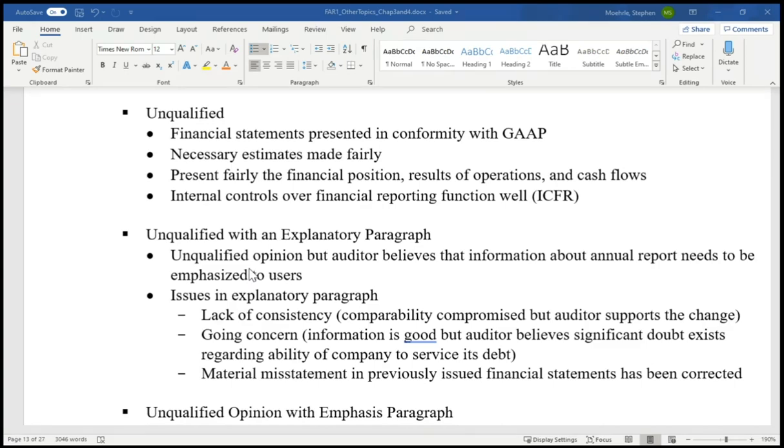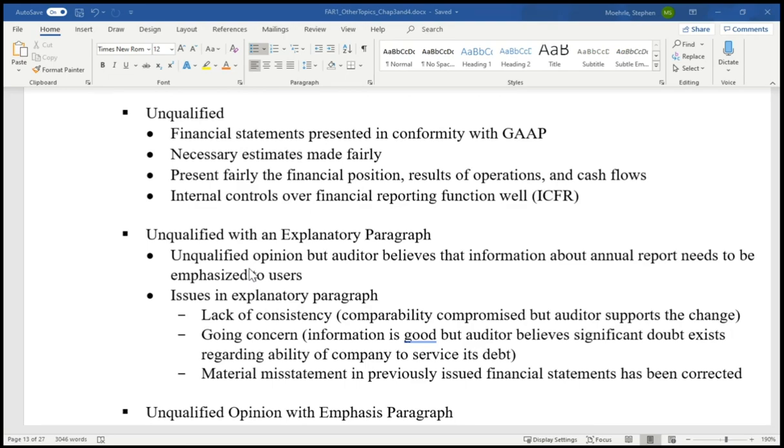Issues in explanatory paragraphs might include lack of consistency. Something is different about one year relative to the other. Or a going concern. That means that the information is presented fairly, but as the independent auditor, we believe there's significant doubt that this company is going to be able to continue as a company. We're afraid it's going to go bankrupt. We fear there's a higher than normal probability of bankruptcy, inability to service the debt.